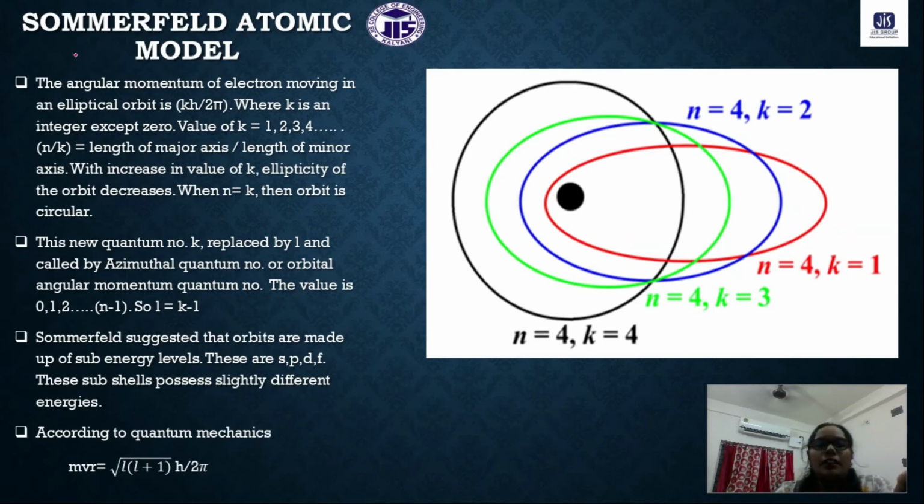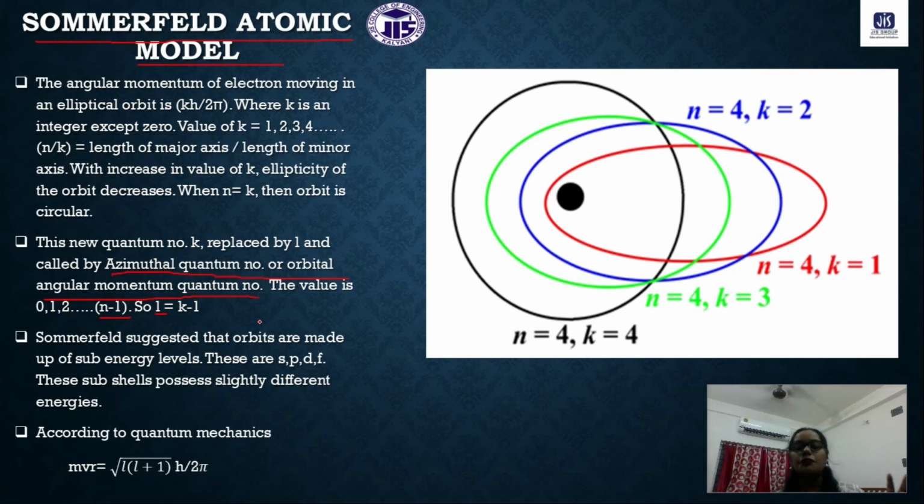So if we follow the Sommerfeld atomic model, we have to introduce another quantum number, the azimuthal quantum number or orbital angular momentum quantum number. This is denoted by l. The value of l is 0 to n minus 1.